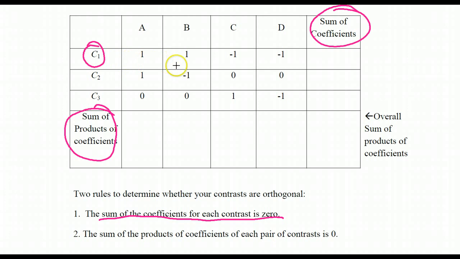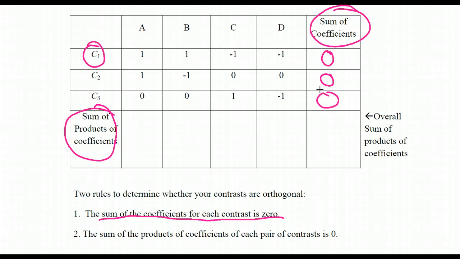So if we add up these coefficients, 1 plus 1 is 2, and then negative 1 plus negative 1 is negative 2. So negative 2 plus positive 2 is 0. Looking good. The next contrast, 1 plus negative 1 is 0. Then plus 0 is 0. And then 1 plus negative 1 is 0. Then plus 0 is 0. Looking good. Now we have to do the sum of the products of coefficients.